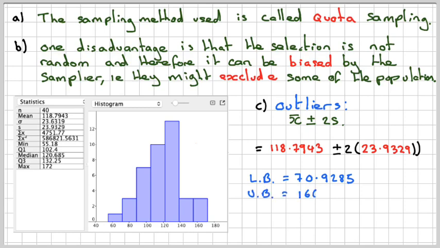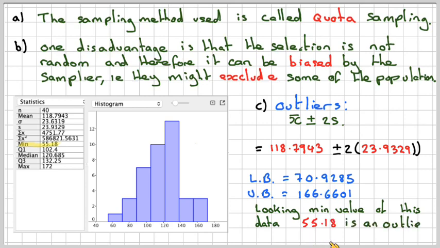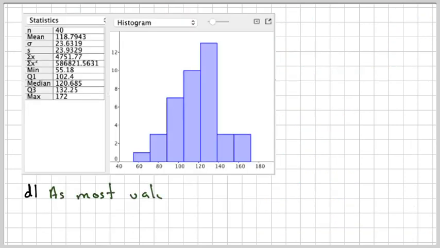70.9285 and an upper boundary of 106.6601. But if we look here at the minimum value, it's 55.18. So this value must actually be an outlier. So looking at the min value of this data, 55.18 is the outlier. If we look at the highest value, which is 172, that's more than the upper bound for the outliers, so that's not an outlier.